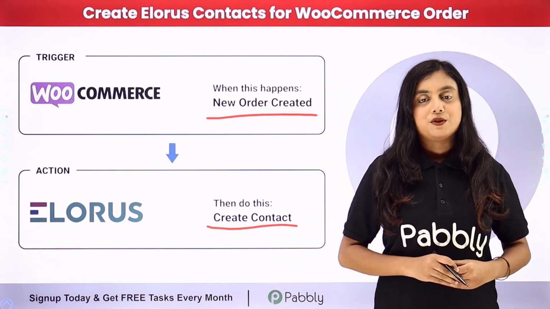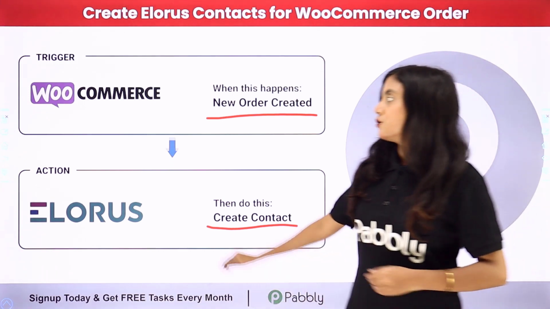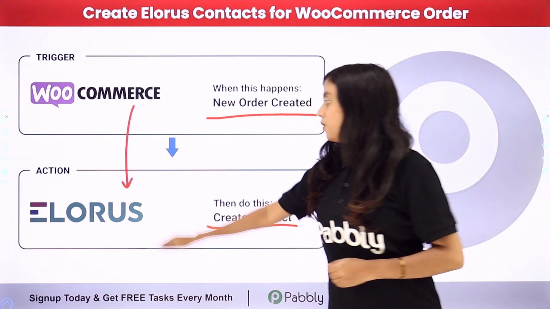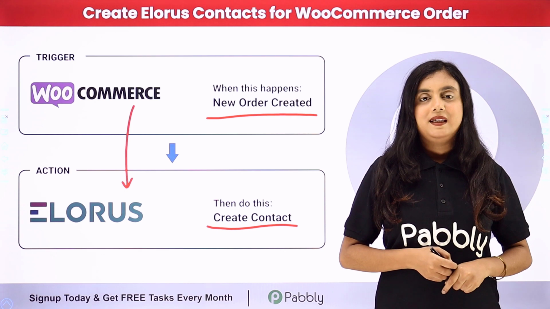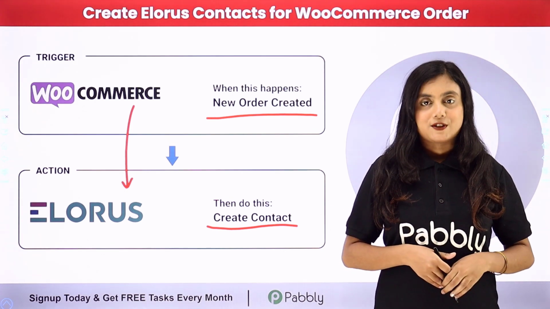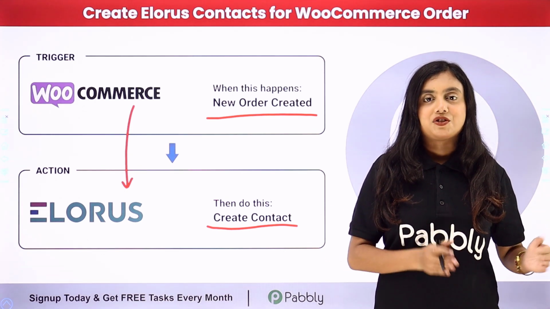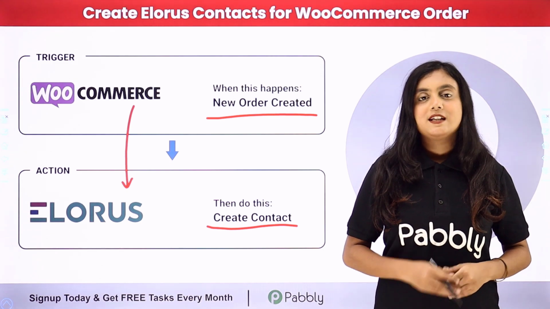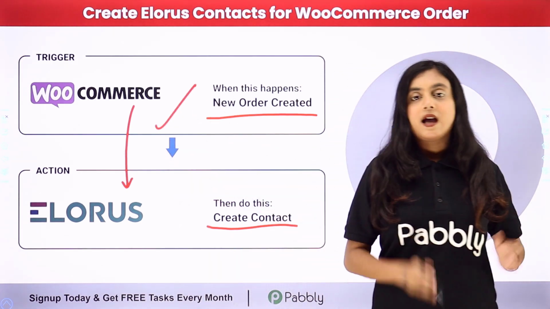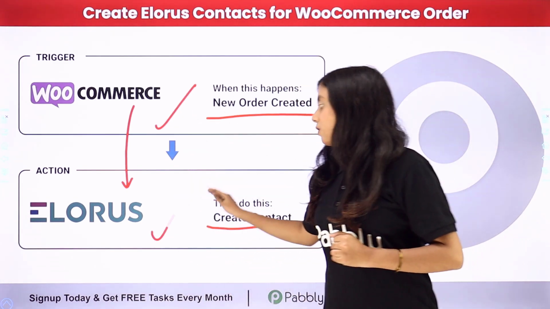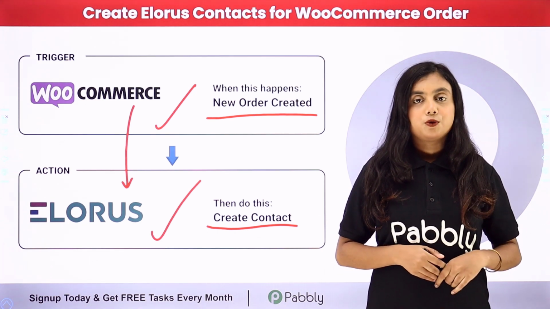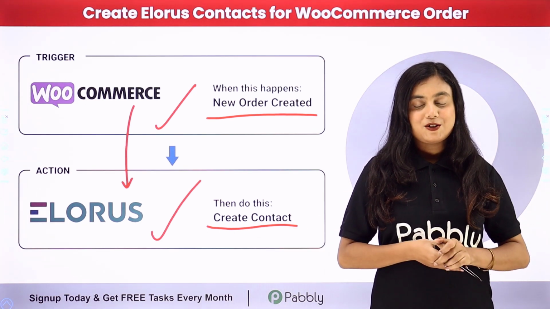For that, we are going to simply create an automation between WooCommerce and Elorus with the help of Pabbly Connect. Pabbly Connect runs on two concepts, that is trigger and action. In this process, my trigger application is going to be WooCommerce and my action application is going to be Elorus. If you want to learn how to do this automation, then let me take you to my screen.